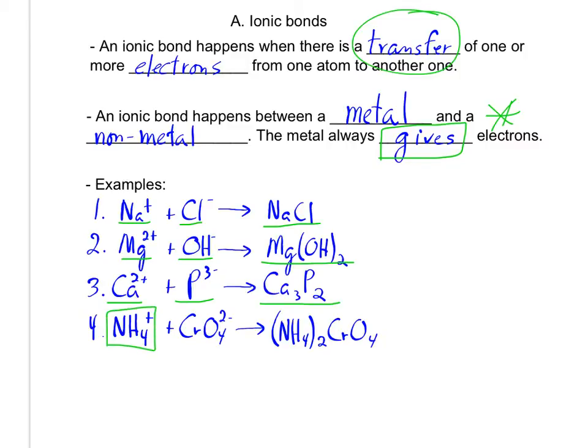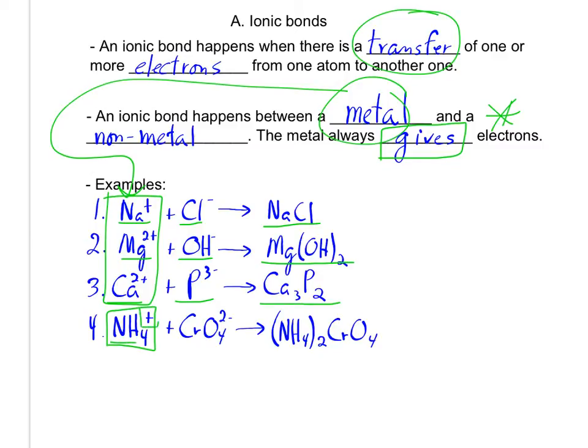And the last example is special because I used the exception. NH4+ is the only polyatomic ion that can take the role of a metal. All these guys so far are all metals. So the metal is always first. It's always the positive ion, but not here. You have 2 non-metals forming a positive ion and another polyatomic ion, chromate, and together they form (NH4)2CrO4.